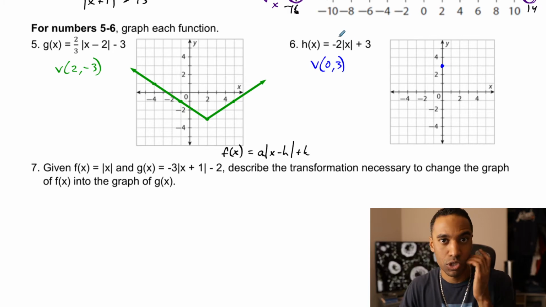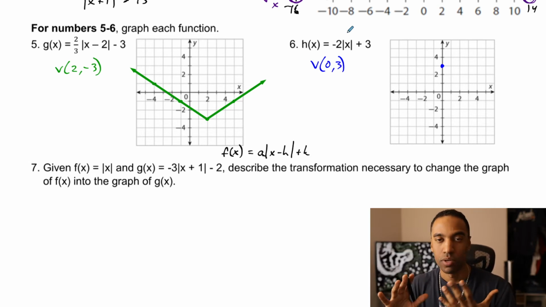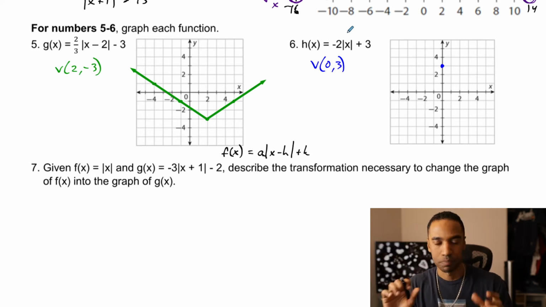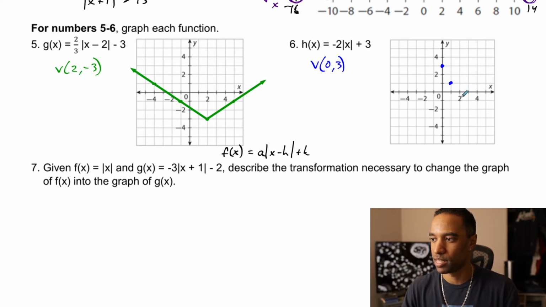Negative 2 means negative 2 over 1. And also it's a negative value, so the slope is negative, meaning our V is upside down. So we're going to go down 2 over 1 in both directions, like this. Find as many points as you can on either side to go down, just for accuracy and good precision. And you'll get a nice upside down V shape like this.